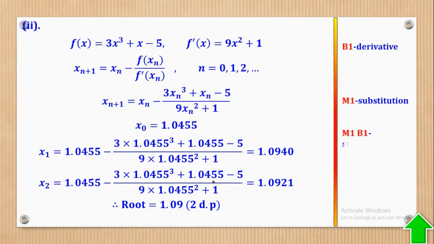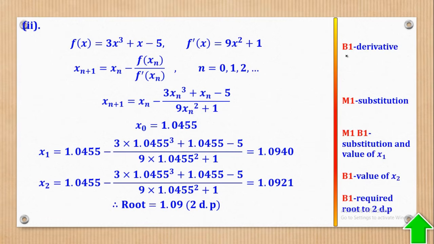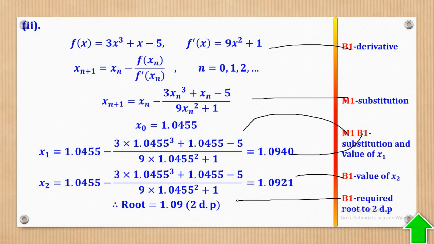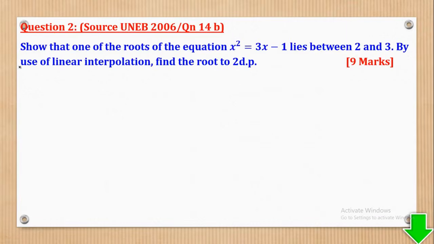So basically that's what they wanted. Now let's see how much can be awarded. B1 for derivative, M1 for substitution, this M1 for this substitution, B1 for output, B1 for output, B1 for conclusion. So that was question 1.